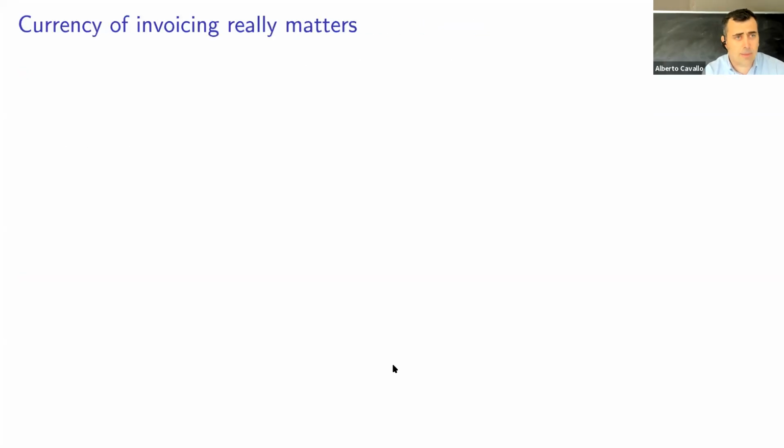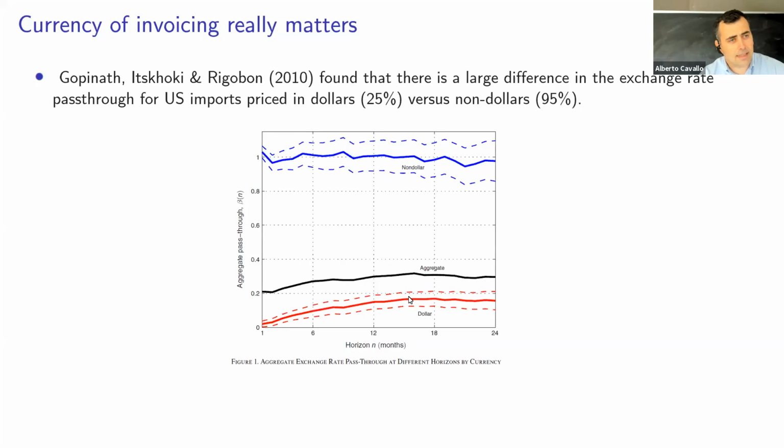One of the elements that became quite important was this idea that the currency of invoicing really matters. And Gita Gopinath and Oleg and Roberto have this paper in 2010 that I think made it also very clear. They found that there is a very large difference between the pass-through of US imports priced in dollars versus those priced in non-dollars. They are basically using the same data set they had used before in the sticky borders paper. This is the microdata of the import-export price indices.